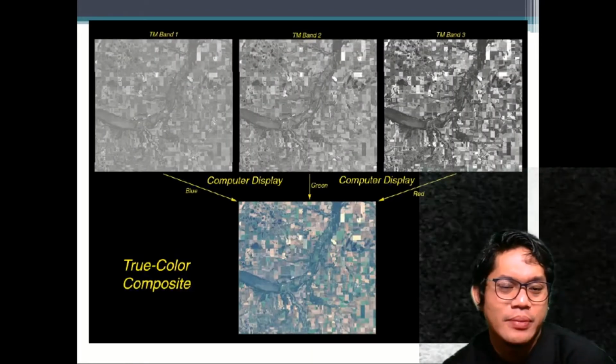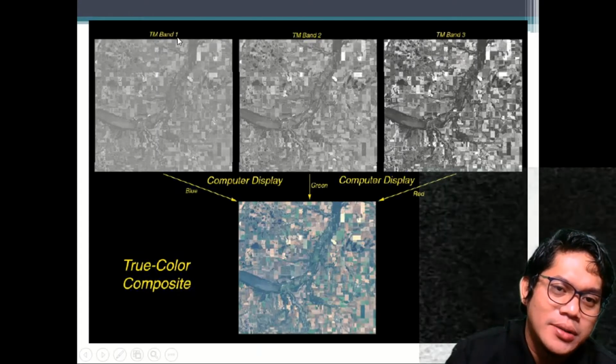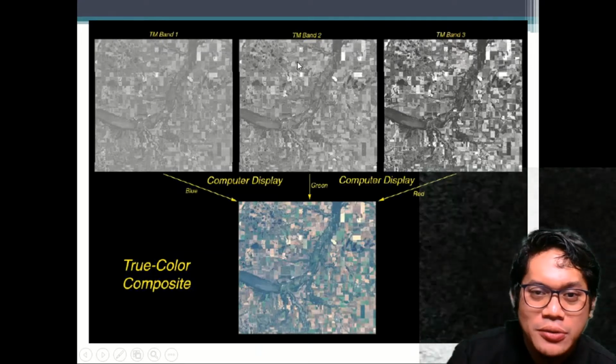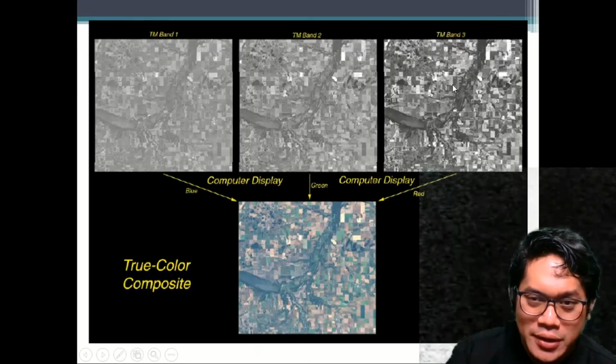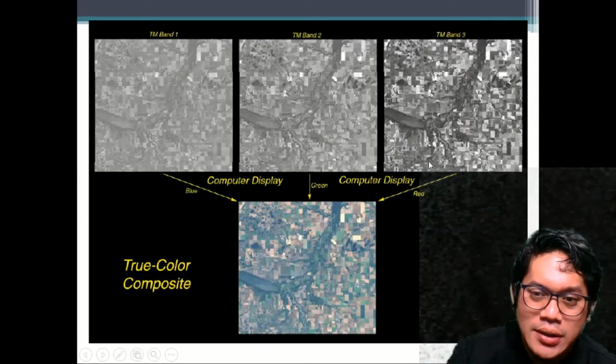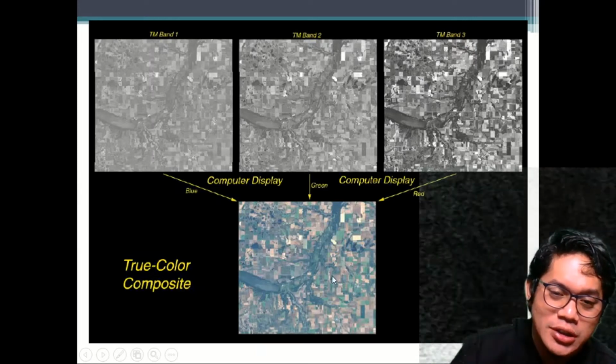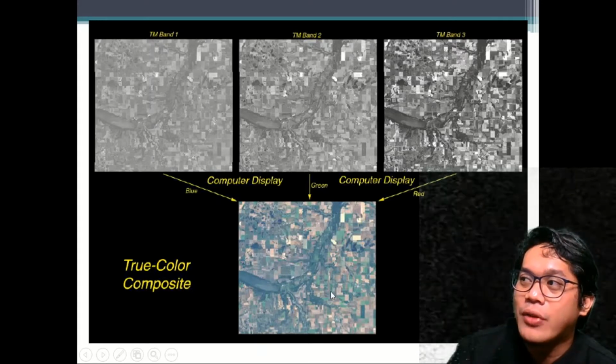For example, here for the Landsat 5 data, band 1 is the blue, band 2 is the green, band 3 is the red one. Okay, you can see different intensity, different hue and saturation. When those three are combined, it comes out with the true color composition, which is the image that we are familiar with.